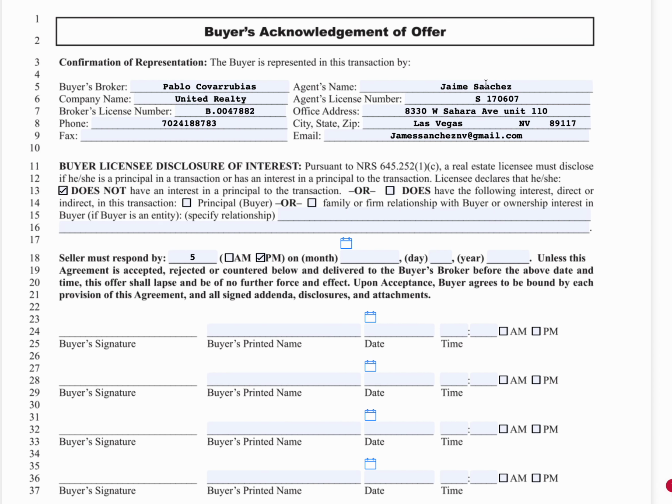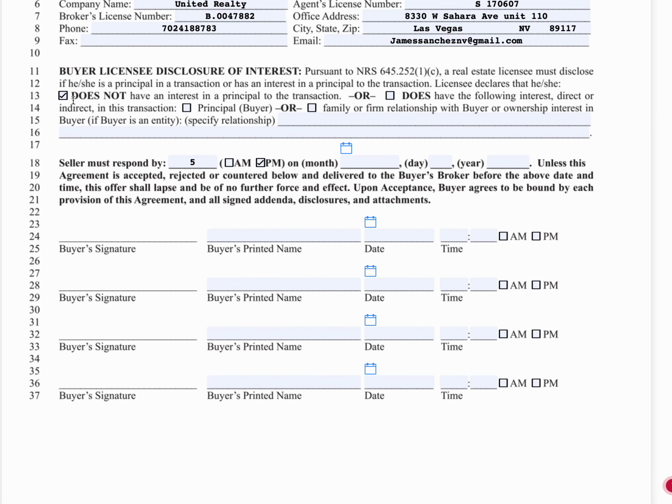This is going to be, of course, my broker, Pablo, and the company that I work with, his license number, and of course my license number, and my information is right here. And then it's going to indicate that we have no relations, meaning that we're not family.